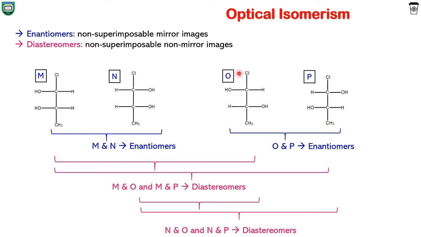So these two are non-mirror images. If you compare N and O, this is not the mirror image of N. Same way, you cannot superimpose them either. So N and O are, for example, diastereomers.